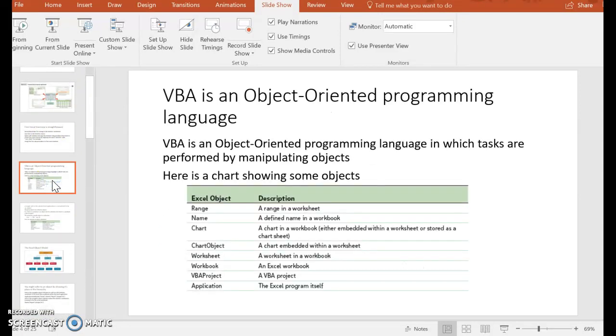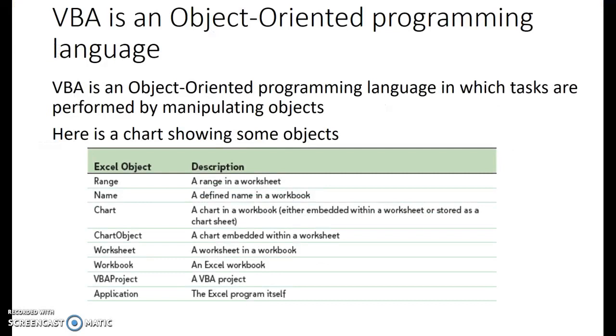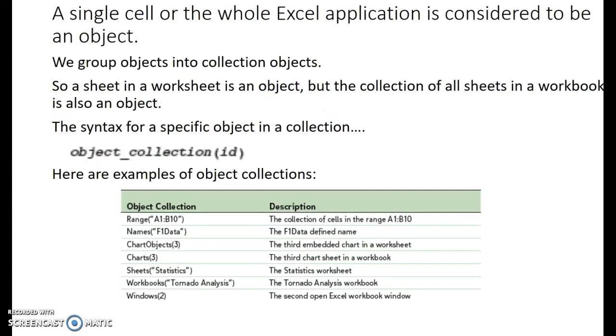So Visual Basic is an object-oriented programming language. And what this means is that each thing in Visual Basic is an encapsulated object. So a single cell or a range of cells is an object, but the entire Excel application is also an object. So these smaller objects fit inside of the larger objects. That's the way it goes. So we group these objects into collection objects. And here's the syntax for that and some examples of some collection objects. If we had 3 charts, then that could be an object.